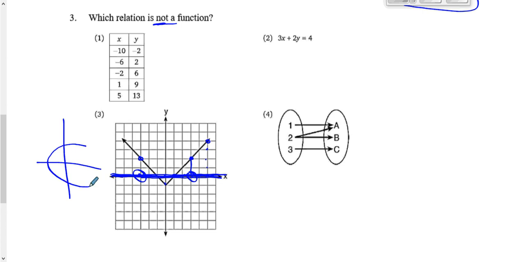What about this? Is that a function? Wait a minute. This input has that output and that output. That input has 2 separate outputs. So is that a function? Does it make sense? You see that? Okay. Well, anyway, what was our choice here? Choice 4. Input of 2, clearly 2 outputs. Not a function. Right?